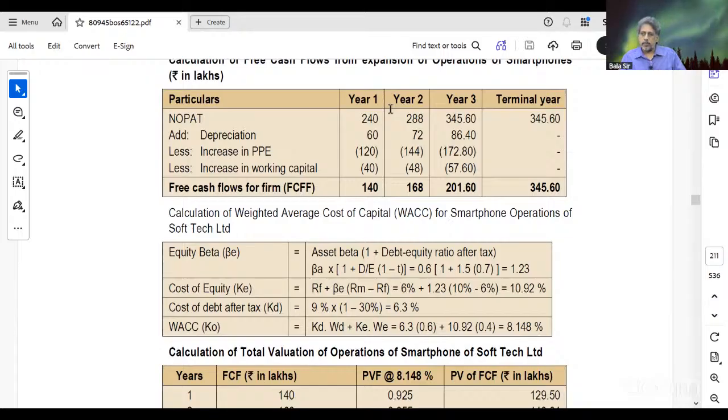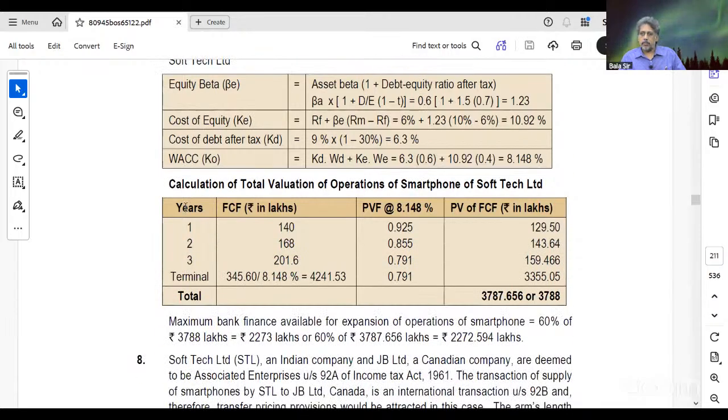Yes, sir. After that, calculation of total valuation of operations of Smart. Now we have come to the last step. Years 1, 2, 3, terminal, FCF rupees in lakhs, PVF at 8.148%, PV of FCF rupees in lakhs. Year 1, FCF 140 lakhs, PVF at 8.148%, 0.925. 0.925 is something you have to find out. 1 divided by 1 plus R. You would have done this at intermediate level in the capital budgeting chapter, investment decision, right? 1 by 1 plus R. So if I do 1 by 1 plus 0.08, I get the present value. And year 2, what is the number? 168.